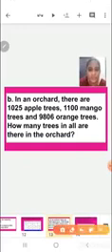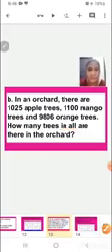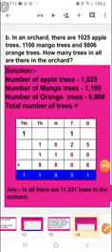Here, the keyword is "in all." "In all" here means that we have to add all the number of trees, right? So, let us solve the sum. Children, in a word problem, there are 3 things. First is writing the statements, second is solving the sum, and third is writing the answer.